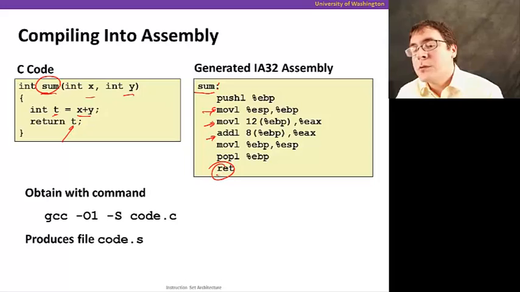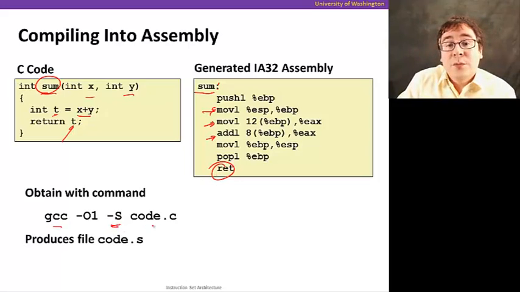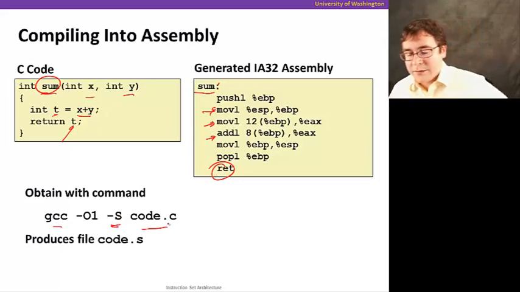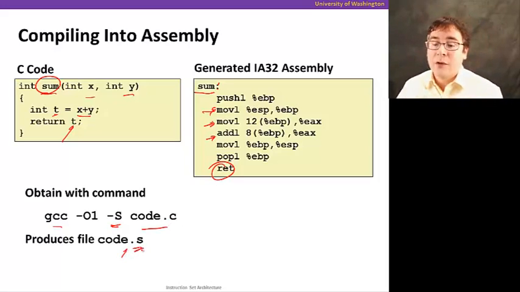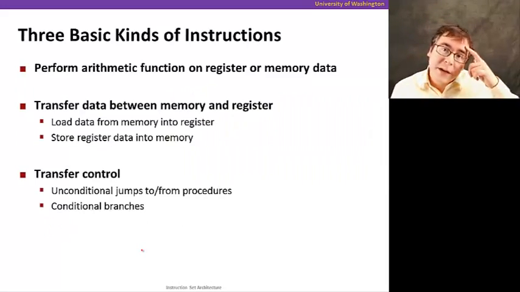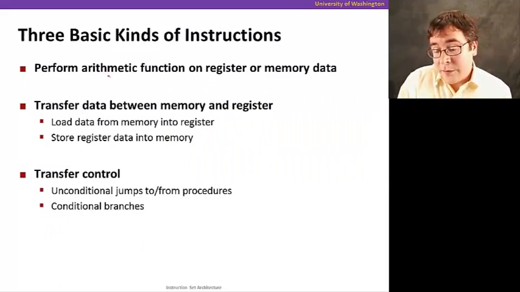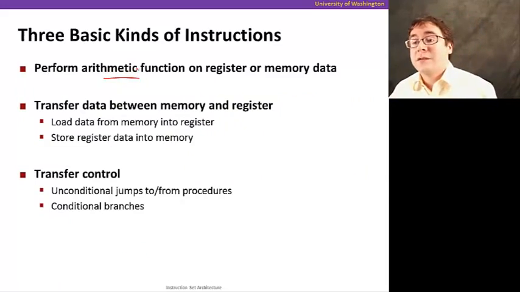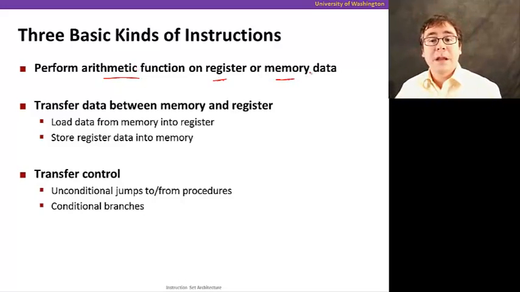Okay? And the way you would obtain this, I mentioned this briefly before, is you can go to the compiler. -S tells the compiler to produce assembly code. When you give it a .c file, it's going to produce an equivalent file that's now .s that holds the assembly code. Great. So now there are three basic kinds of assembly instructions. Okay, there are instructions that perform arithmetic, things like addition, subtraction, and so on, both on register data as well as memory data.